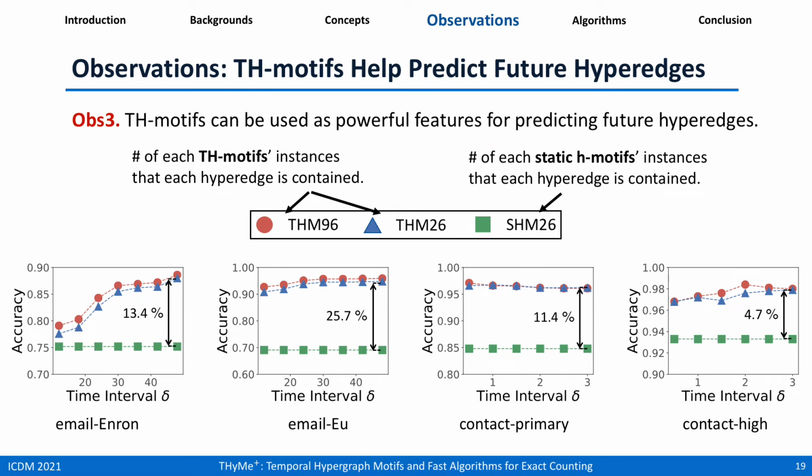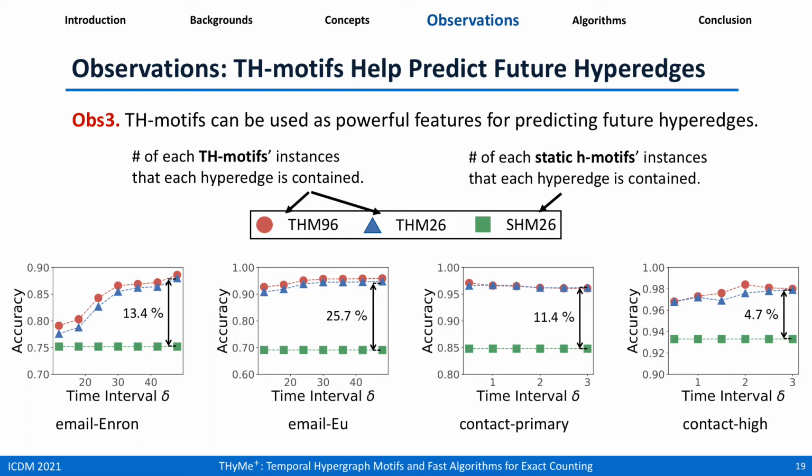TH-motifs can help predict future hyperedges. We trained a logistic regression model using 3 different features to predict whether a given hyperedge is true or fake. THM96 and THM26 are vectors which represent the number of instances of each TH-motif that a temporal hyperedge is contained in. SHM26 is a vector using static H-motifs.